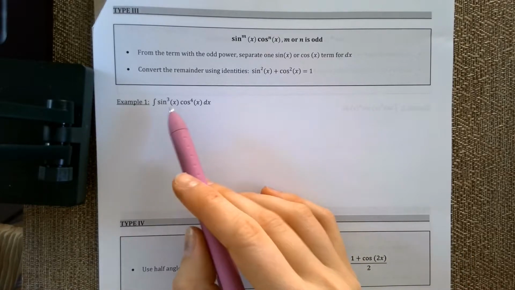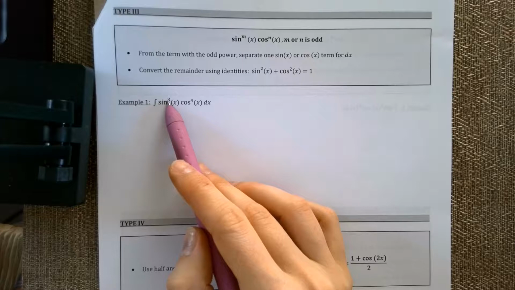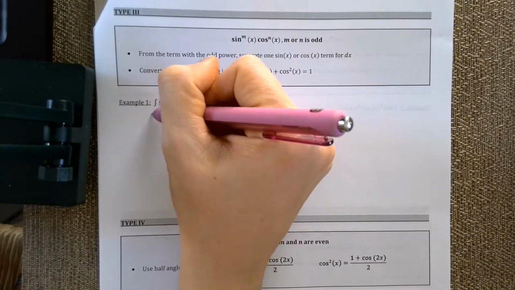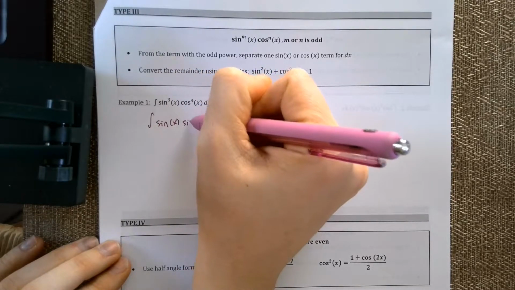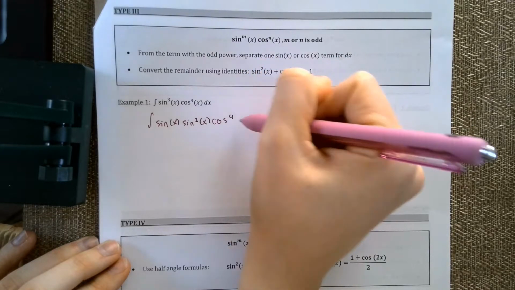So here, I noticed that I have a sine and a cosine multiplied together. The sine power is odd, so that's the one I'm going to take 1 off of. So I will have sine of x, sine squared x, cosine to the 4th x.